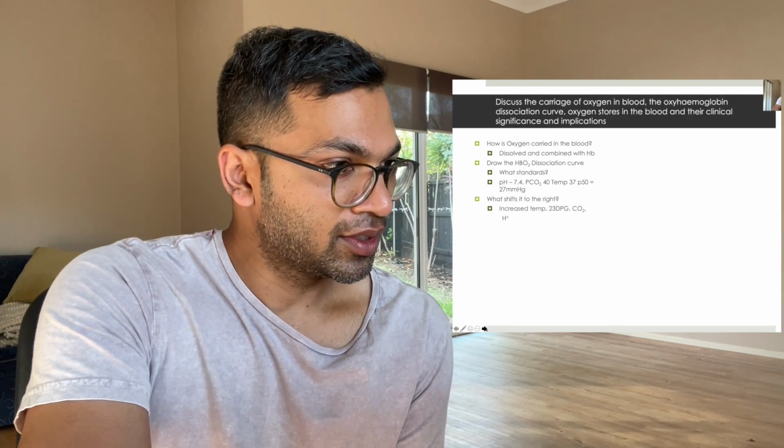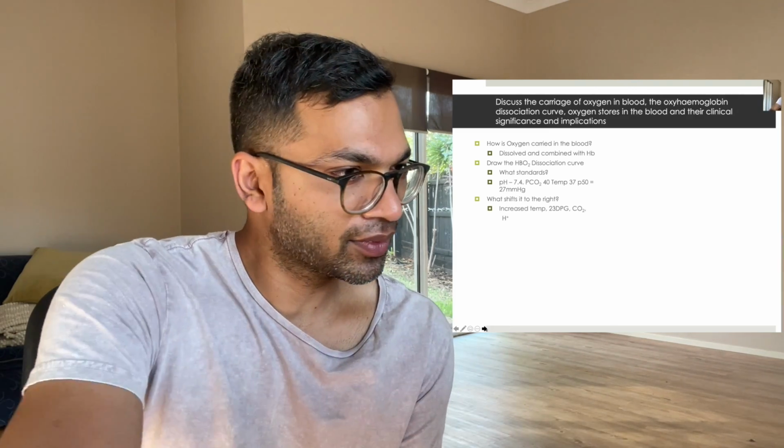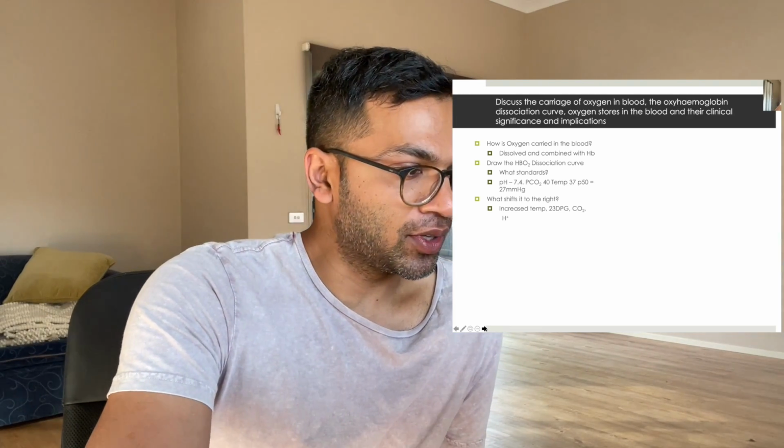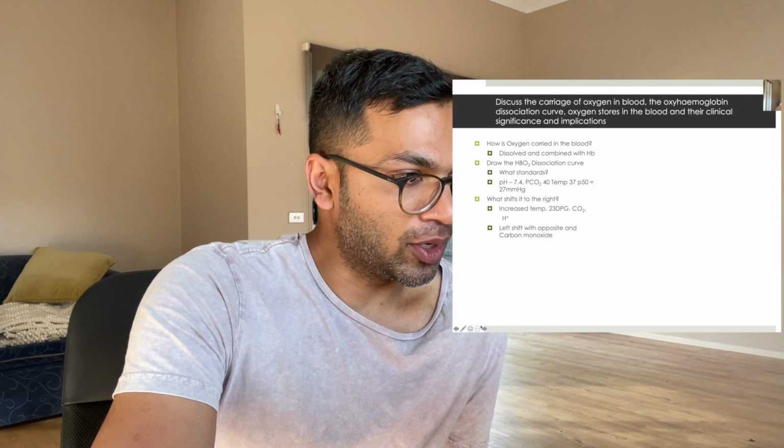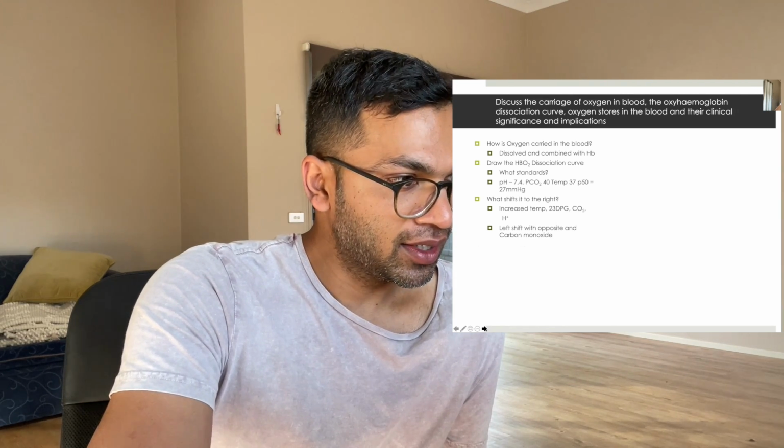So actually, just tell me, what are the things that shift the curve to the right again? Increased hydrogen ion concentration, so decreased pH. Yeah. Increased concentration of 2,3 BPG, and increased partial pressure or content or concentration of CO2. Fantastic. Did you mention temperature? I forgot to. No, that's right. 2,3 BPG, temperature, CO2, H+, and there's a left shift with the opposite, and also carbon monoxide.